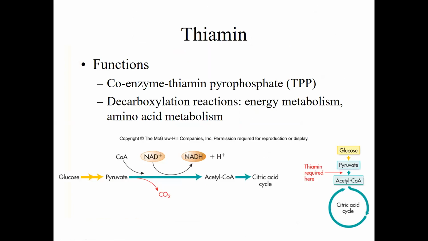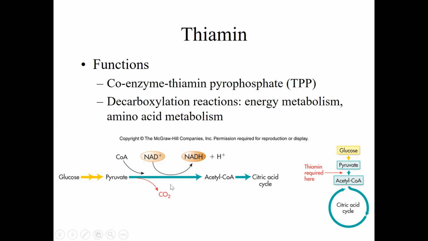Thiamine has really one very important function that you should definitely know. Again, when we think about functions in the human body, for most of these vitamins it's going to be as its coenzyme form, thiamine pyrophosphate or TPP. And what thiamine is really good at is decarboxylation reactions, which are important for energy metabolism and amino acid metabolism.